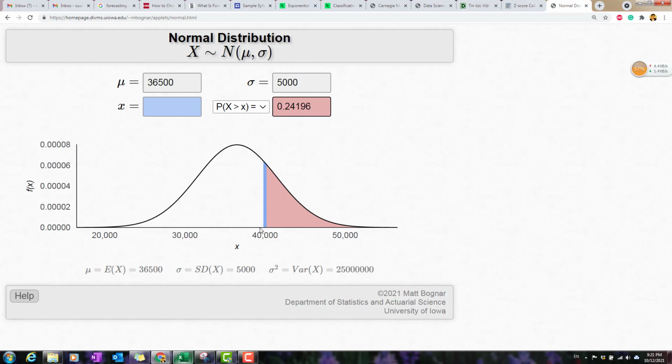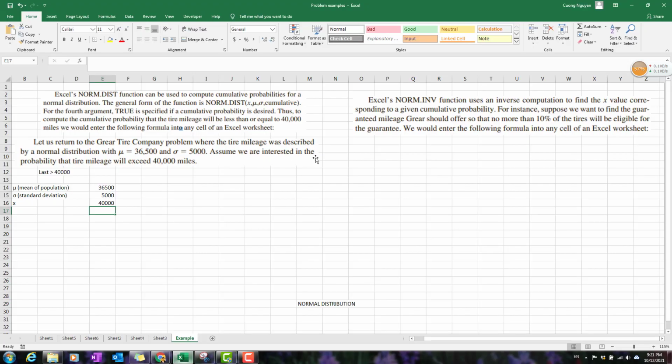You can see over here the critical value of x would be 40,000, and that is all the probability that the value will be higher than 40,000. You can see it on the graph. This would also be all the probability that x will be less than 40,000, if you really care about it. So basically we have the number over here. It should be something like this, right?